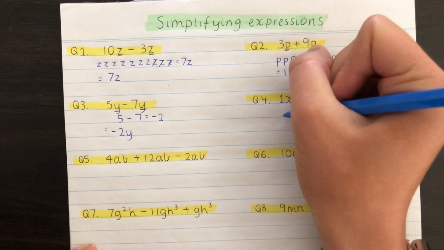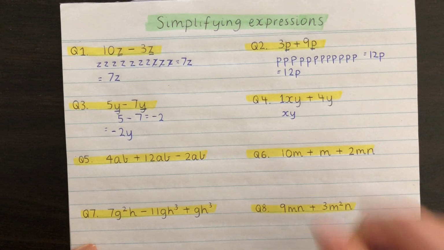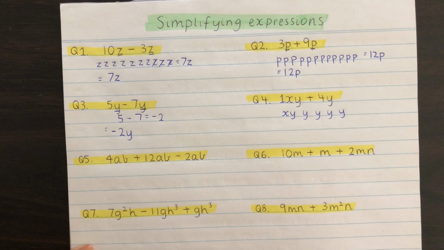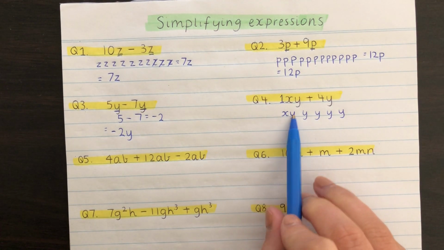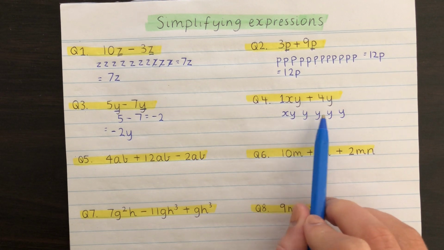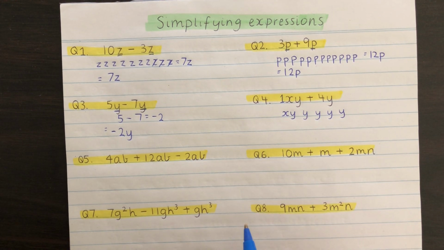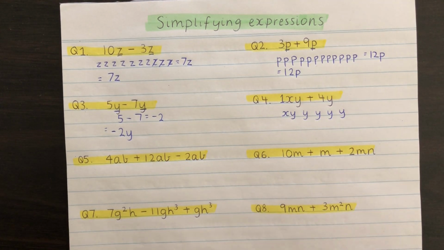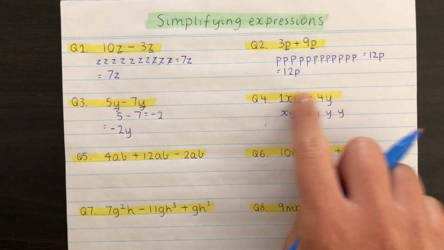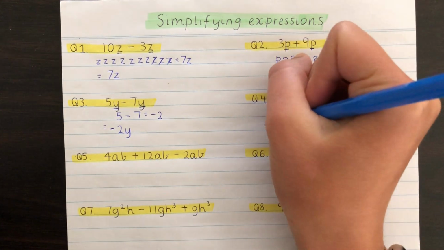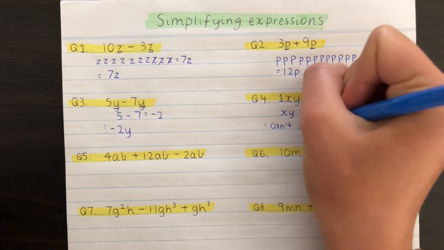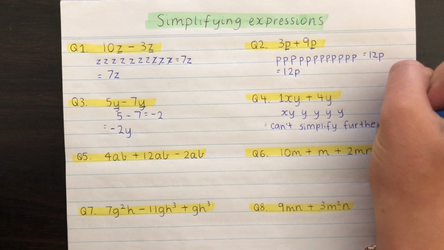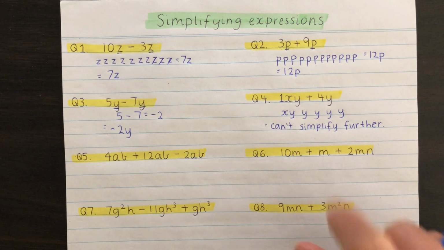To draw this out, this is what it looks like. We have 1xy and then 4 y's. Can you see how xy is not the same as y, y, y, y? They are not the same thing, meaning that these are not like terms and we cannot simplify any further. We are not allowed to put them together. So we can't simplify further, and that would just be your answer.